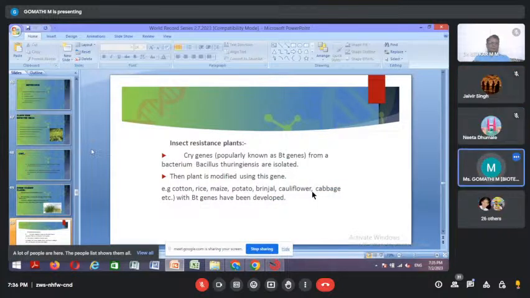Insect resistant plants. The cry genes, which are popularly known as Bt genes from the bacterium Bacillus thuringiensis, are isolated and modified. And that modified gene has been used to produce recombinant plants like cotton, rice, maize, potato, brinjal, cauliflower, etc.